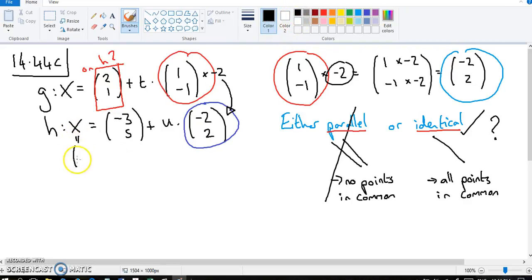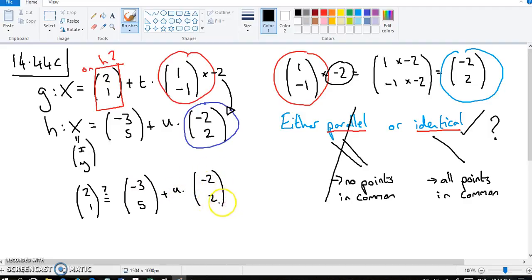So, as I said in the previous video, this capital X should be interpreted as the coordinates (x, y). So, I can say (2, 1). We're seeing if that's equal to (-3, 5) plus u times (-2, 2). And putting these together like I did in the previous video is (-3 - 2u, 5 + 2u). And the question we're really asking here is, is there a u that works in both of these cases?